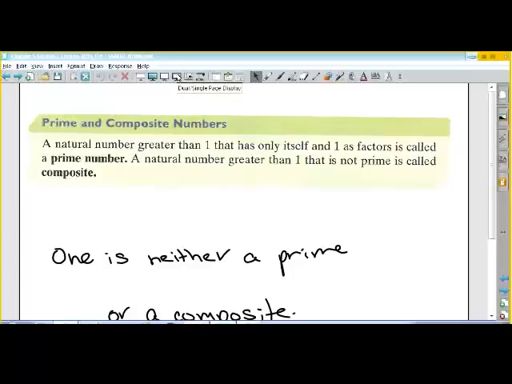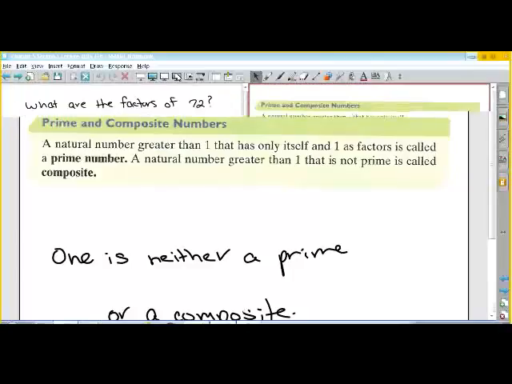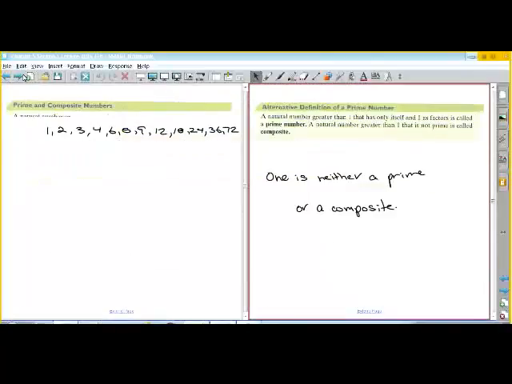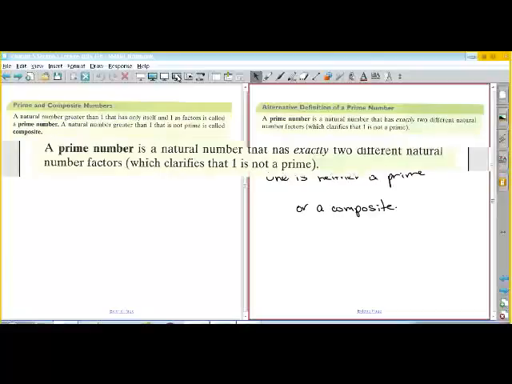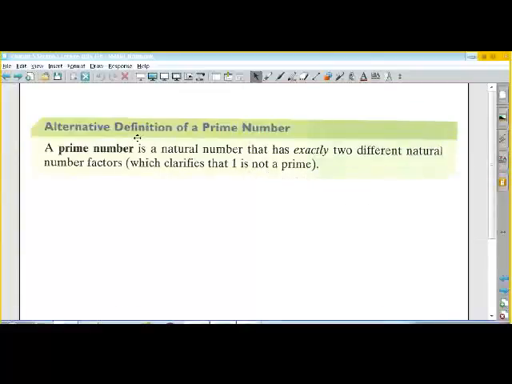You won't have to remember what the definition is, but you'll have to recognize if a number is a prime number. There's a second definition, which is a prime number is a natural number that has exactly 2 different natural number factors. That clarifies that 1 is not a prime number, because 1 has really 1 factor, which is 1.